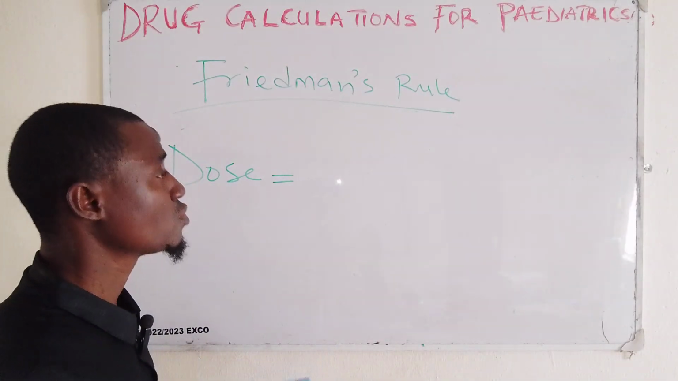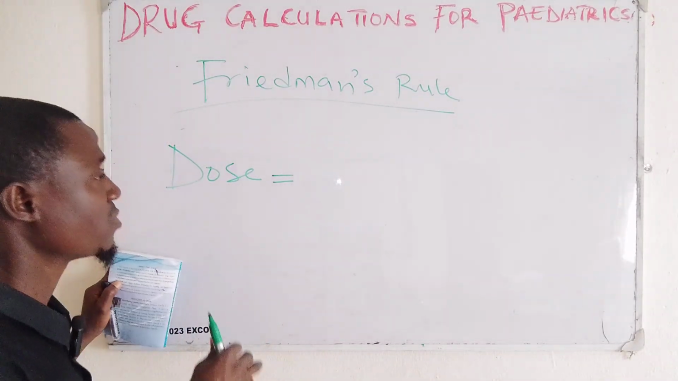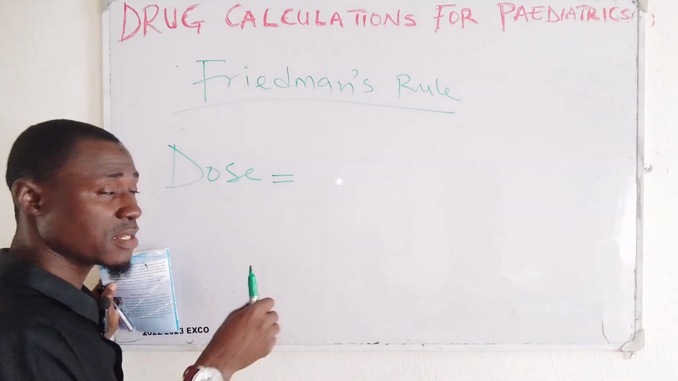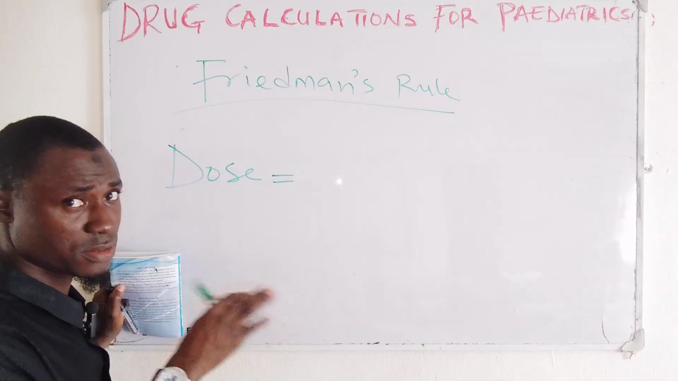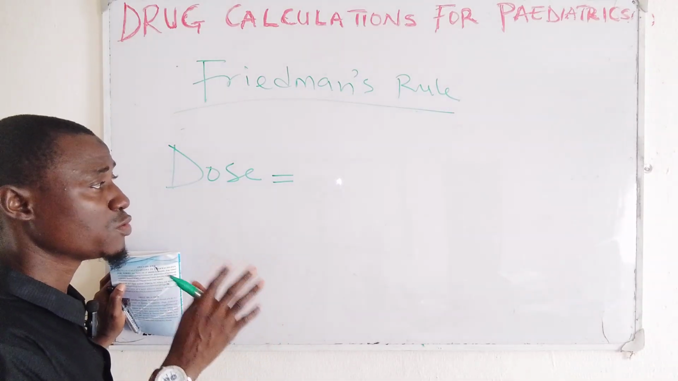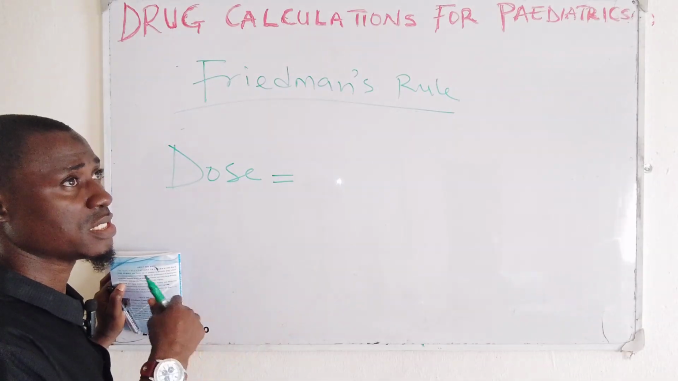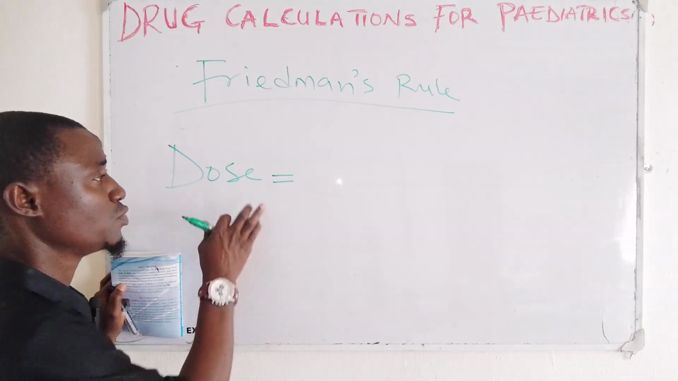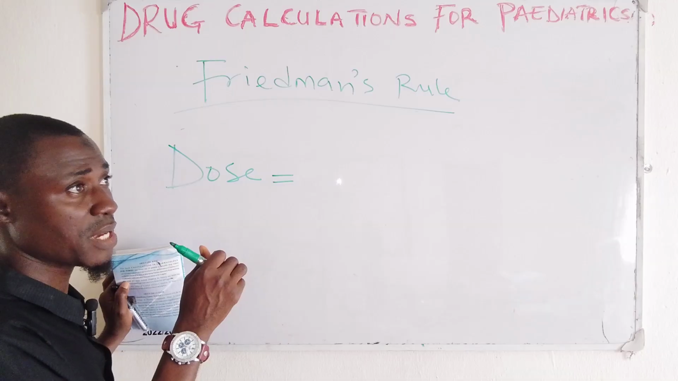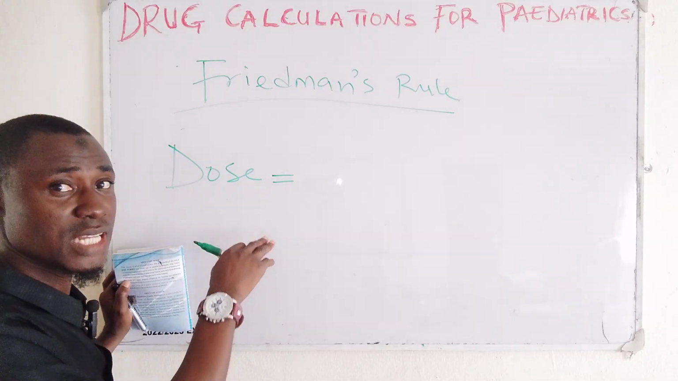Now, this Friedman's rule is still guiding us on how to calculate the dose of a drug that should be administered to a pediatric patient. These rules are not applicable to adults. They are simply applicable to children. So you want to know the dose that should be administered to a child, whether it's an injection or whatever. You can use these particular rules, dependent on you knowing the adult dose first, all of them.